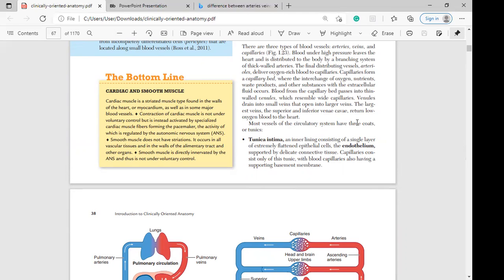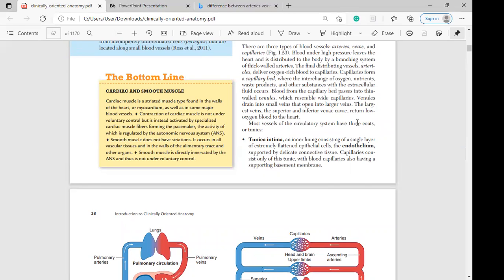Now, capillaries consist only of this tunica intima with a basement membrane. Remember, we said that there are three tunics: Tunica Intima, Tunica Media, and Tunica Adventitia. But the capillaries only contain Tunica Intima and basement membrane. So capillaries consist of only endothelium and basement membrane. All other blood vessels, arteries and veins, contain tunica intima, tunica media, and tunica adventitia.